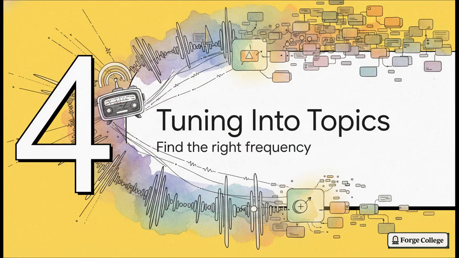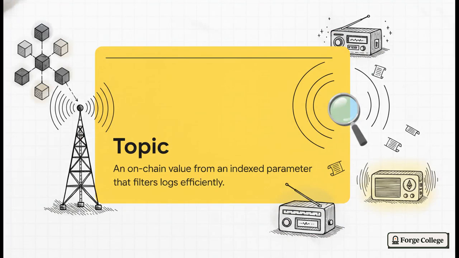Part 4, tuning into topics to find the right frequency. Now, we obviously don't want to listen to every single transaction happening on the entire Ethereum network, right? That's where topics come in. A topic is an on-chain value created by marking an event parameter as indexed. It acts exactly like a specific radio frequency.